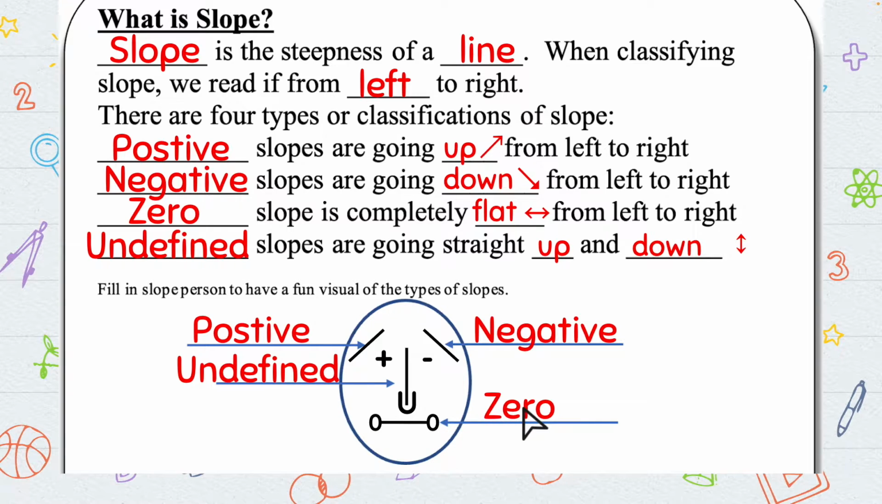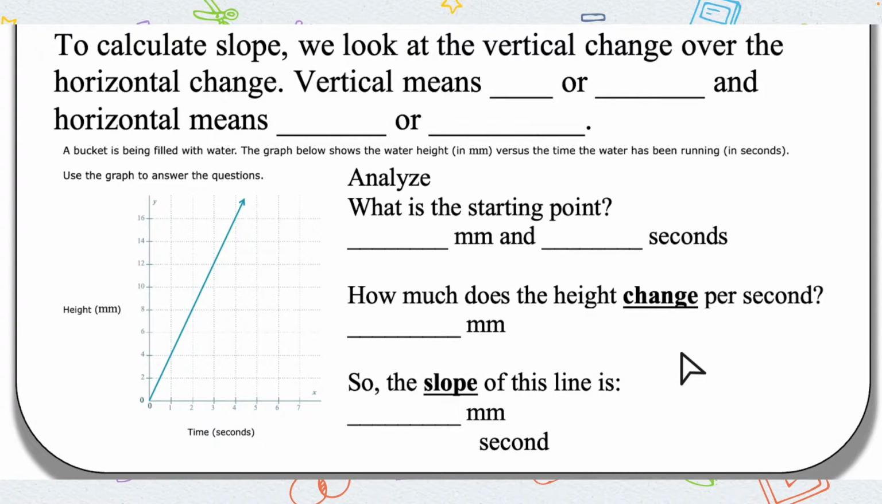I just like this little silly slope person. I've heard him called slope man, slope guy, slope person. There are all kinds of silly names for him, and he's not terribly happy looking, but it helps us visually remember these slopes. All right, we're going to go to the next page and look at how we calculate slope. We're going to look at the vertical change over the horizontal change. Vertical change means up or down, and horizontal change means left or right.